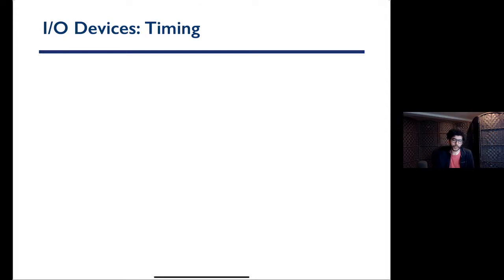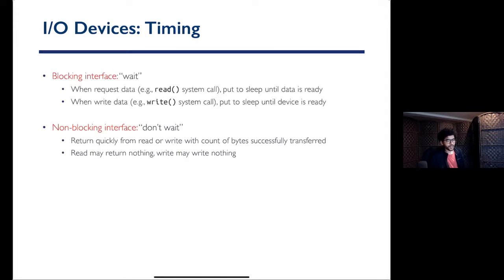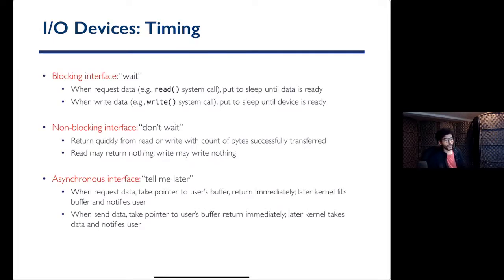When it comes to timing with regard to devices, you might have different timing interfaces. You might have some system calls to interact with the I/O devices that are blocking. For example, if you read or write to a file, it might be blocking. So you say, I want to read this file, and you get blocked while the read is happening. Once the read is done, you get a notification that your data is ready. There are devices where you might want to implement a non-blocking interface.